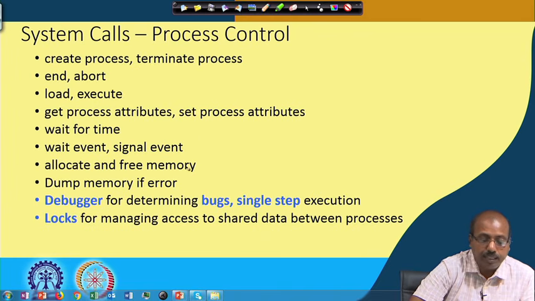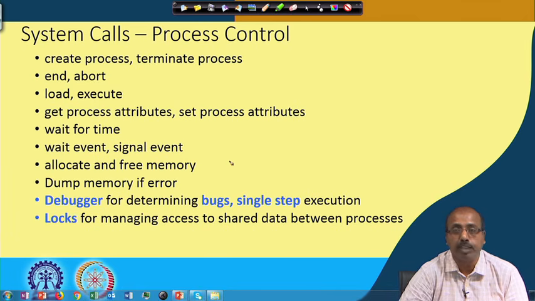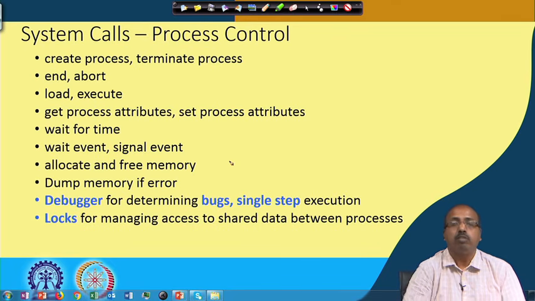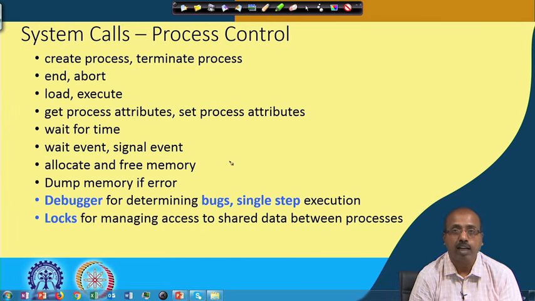Then allocate and free memory. Some process may require more storage, because as we know, while writing in some high level program, we want to create some dynamic storage. The dynamic storage creation is by means of this allocate request for some dynamic space, and when that space is no more required, we would like to free that space. So, these are the two things: allocate and free.